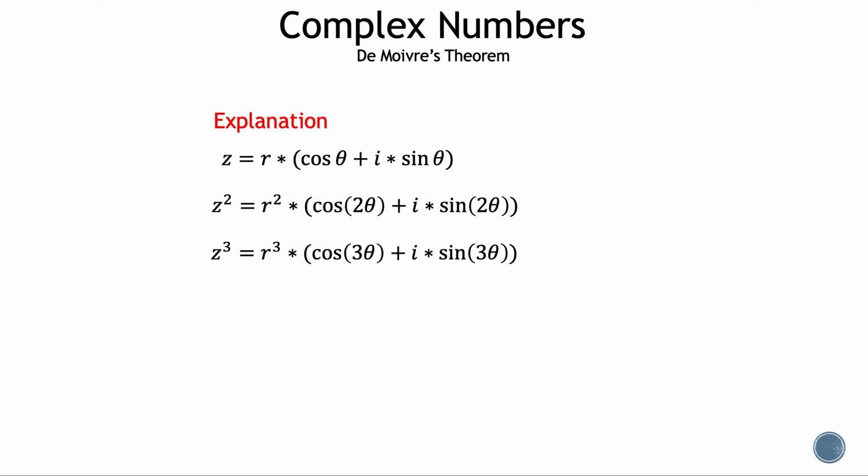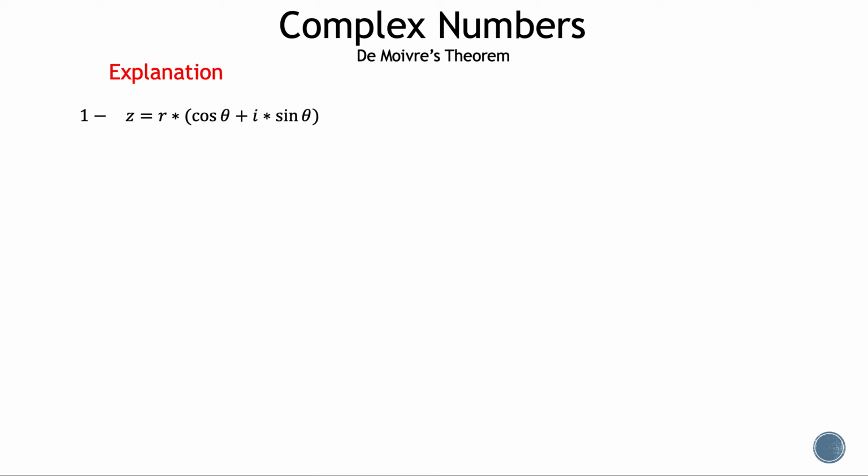So this keeps going on forever and ever, so we can create a general formula. Do you have an idea what it is? It is z to the n is equal to r to the n times the quantity of cosine n theta plus i times sine n theta. Now, let's take a more detailed look at why this is the case.